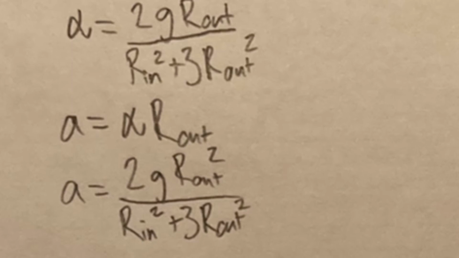And a equals alpha times r, so a equals 2g r of the outside squared now over radius of the inside squared plus 3 radius of the outside squared.